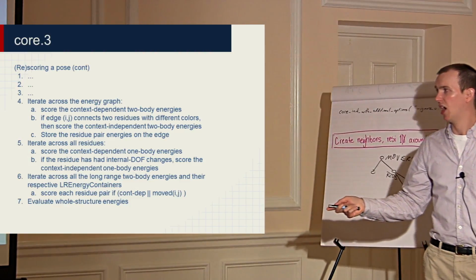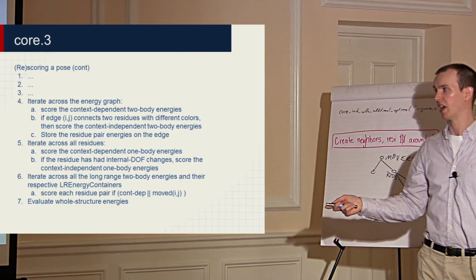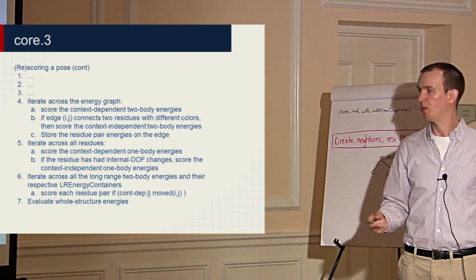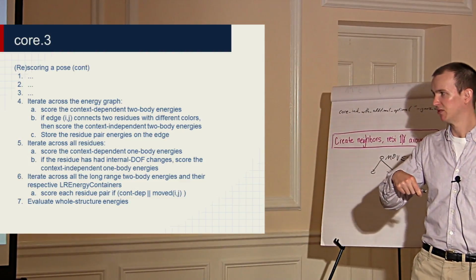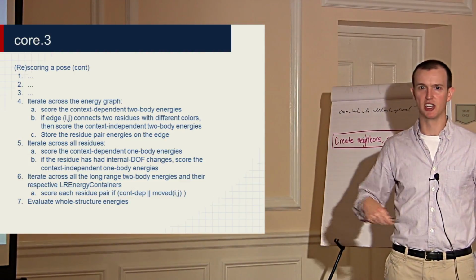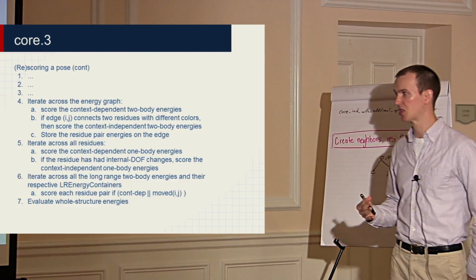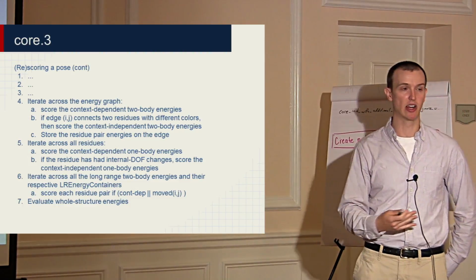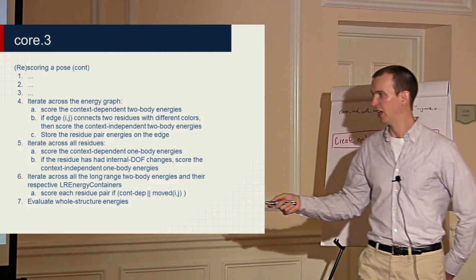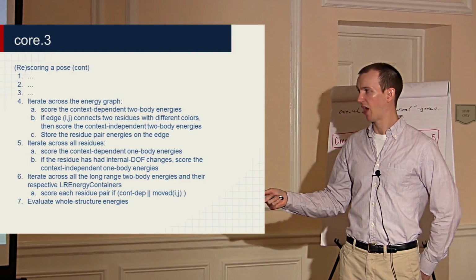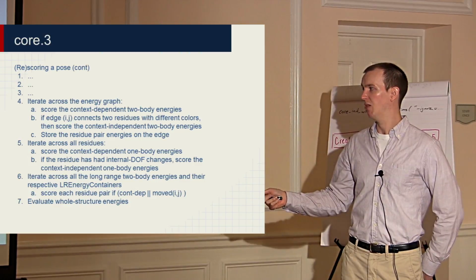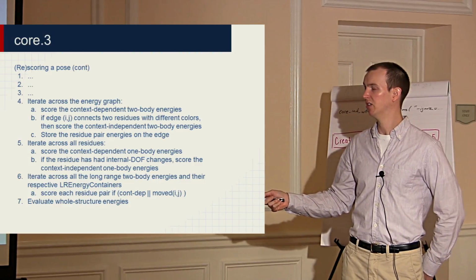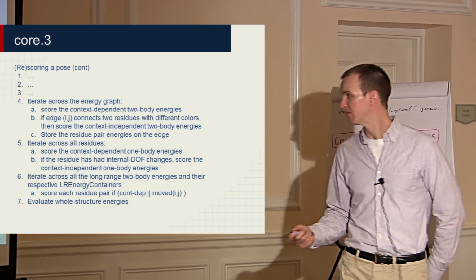Then you iterate across all the long-range two-body energies, and you ask each long-range two-body energy for an energy container, and then you iterate across all the edges in the energy container. Energy containers are more or less graphs. They provide iterators so you can iterate across pairs of residues. And for every pair of residues, you score it if the long-range two-body energy term is context dependent, or if I and J have moved with respect to each other and it's context independent.